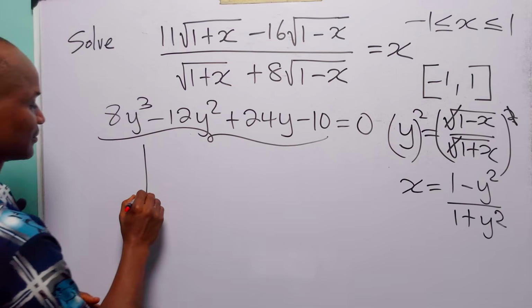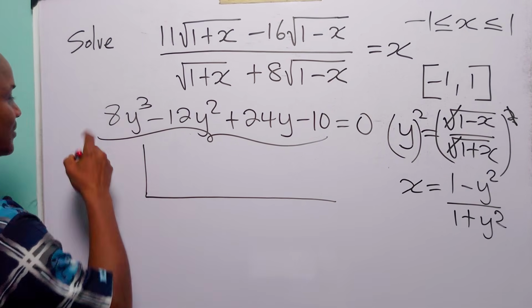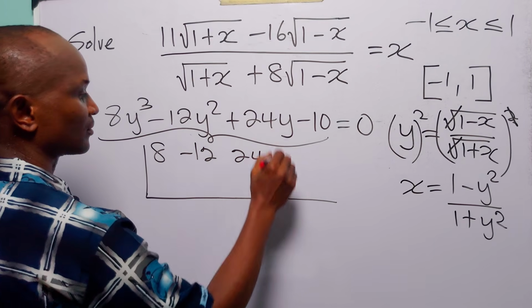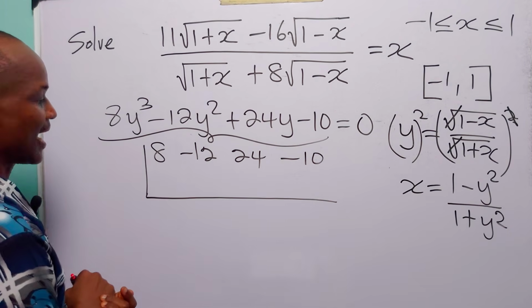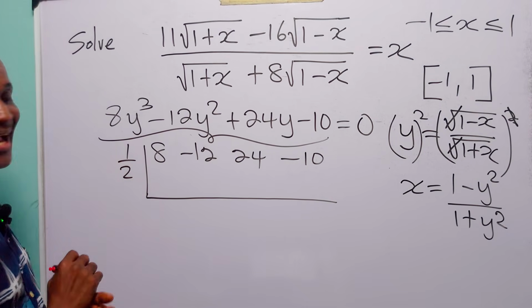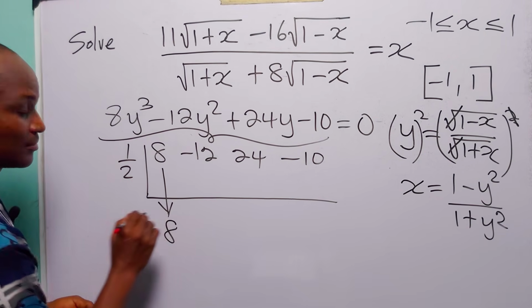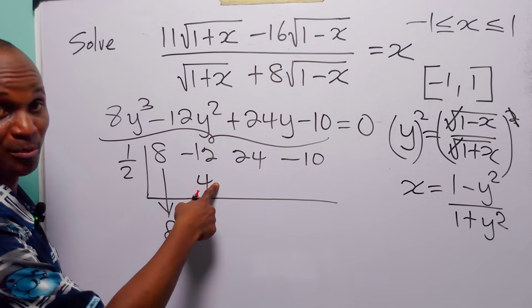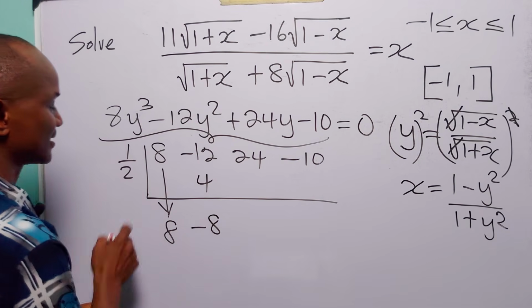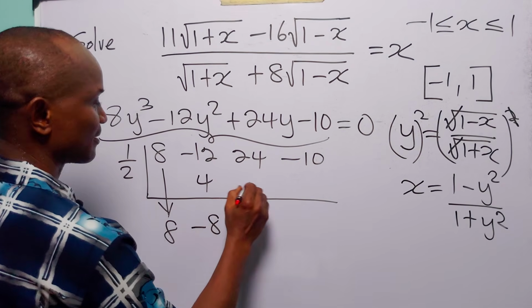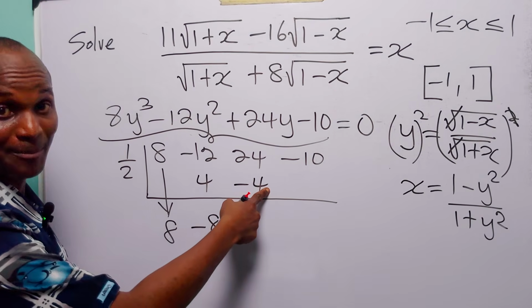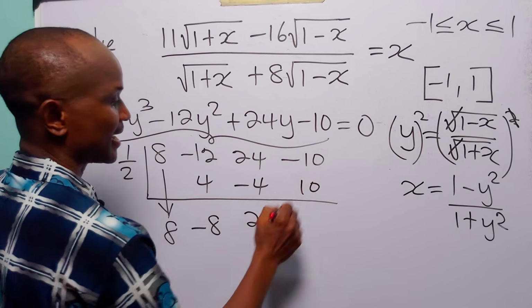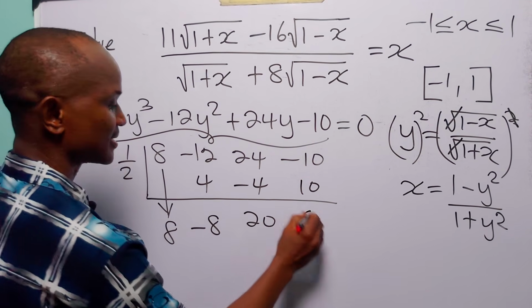To set out our division, we have 8, minus 12, 24, and minus 10. And of course, we are dividing by half. Now we bring down 8. Half times 8 is 4. Minus 12 plus 4 is minus 8. Half times minus 8 is minus 4. 24 minus 4 is 20. Half times 20 is 10. Minus 10 plus 10 is 0.